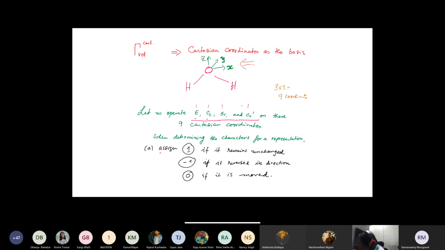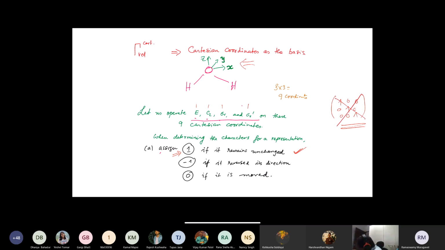So what I'm going to do is operate these 9 Cartesian coordinates by the 4 symmetry elements. When I operate the symmetry elements on these 9 coordinates, if the coordinate remains unchanged, I give it a value of 1. These are nothing but the traces of the matrices which represent these symmetry operations. I will come to this a little later.